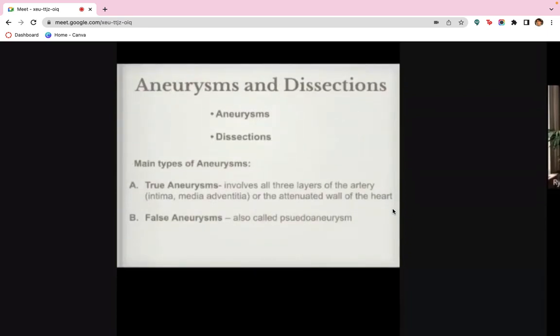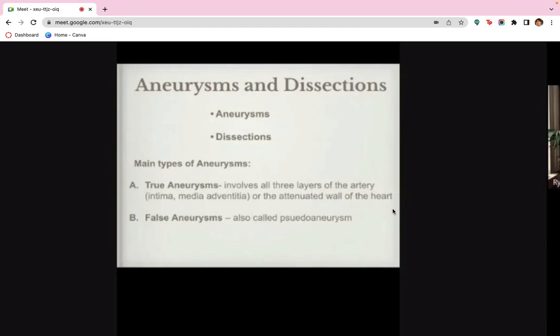We go now with aneurysm and dissection. So what is an aneurysm? Aneurysms are congenital or acquired dilations of your blood vessels or of the heart, while your dissection occurs when blood enters the wall of a vessel and separates the various layers. So we have the main types of aneurysm. We have your true and we have your false type of aneurysm.